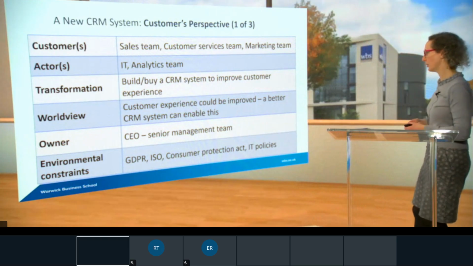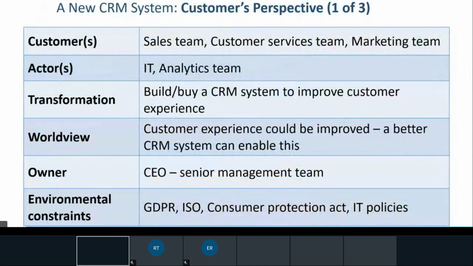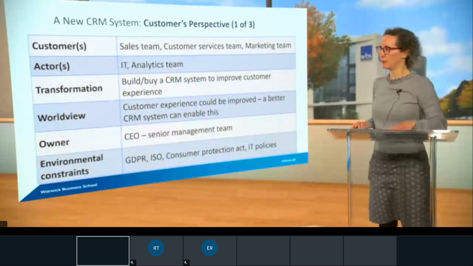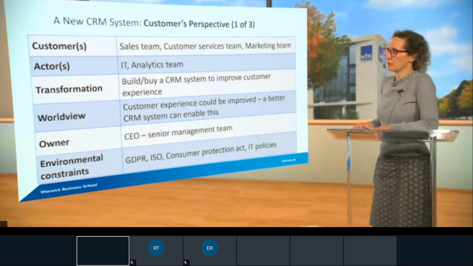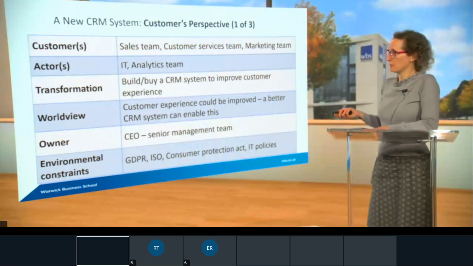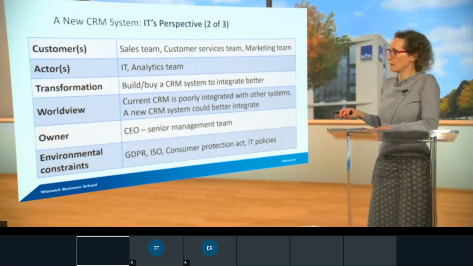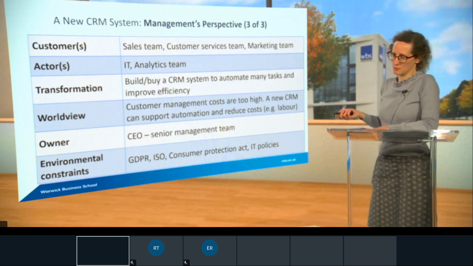The owner is the CEO and the rest of the management team there. And the environmental constraints that they're considering: the GDPR, the data protection. They're thinking about the ISO, the Consumer Protection Act, the IT policies that are in existence within the organization. Now, I have 3 of these. So I've got the customer's perspective, the IT team's perspective, and the management's perspective.